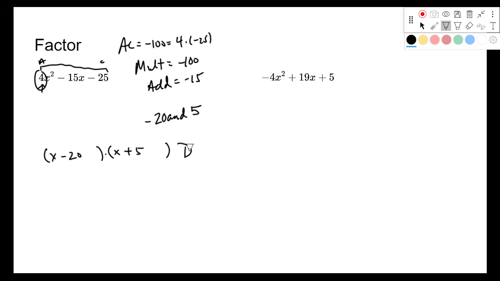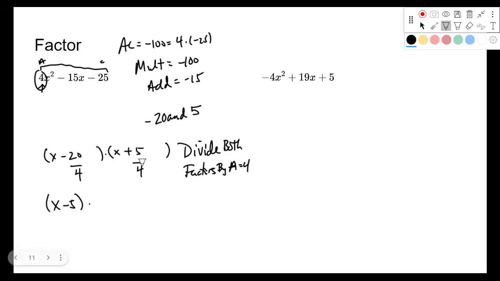Now, what you're going to do from here is divide both factors by A, which is 4. That's the number in front. So we're going to divide both of these by 4. Here we go. So now we have x. Negative 20 over 4 is negative 5. And then we have x plus 5 over 4. But 4 doesn't go into 5 evenly. So what we do is we take this 4 that doesn't divide evenly into the 5 and we move it in front of the x.